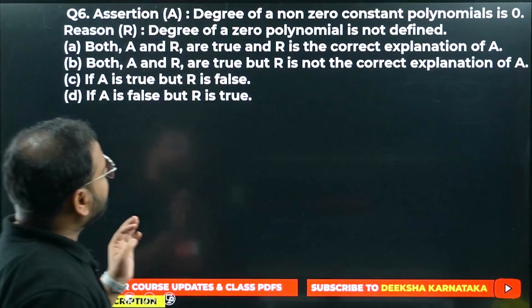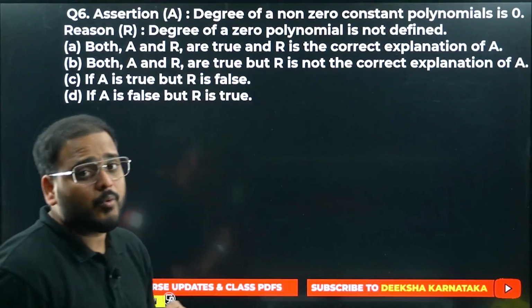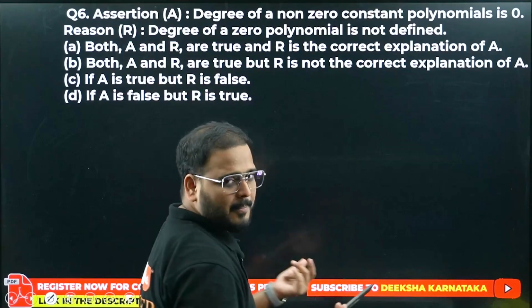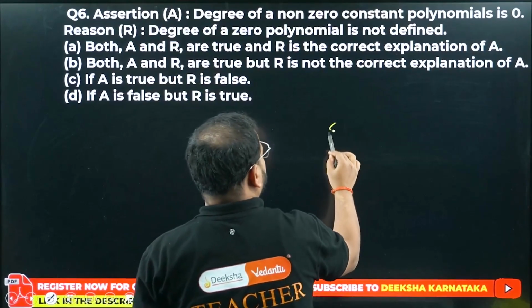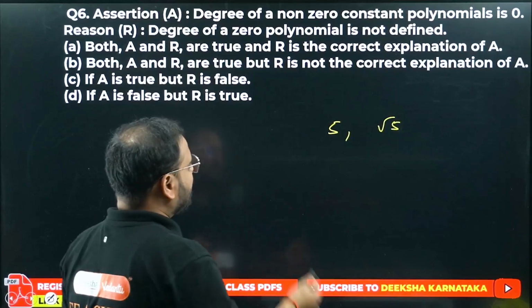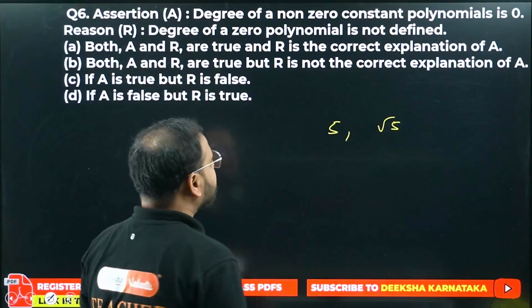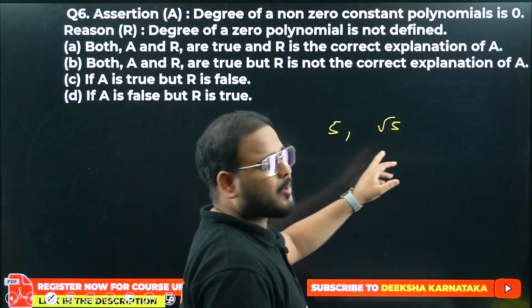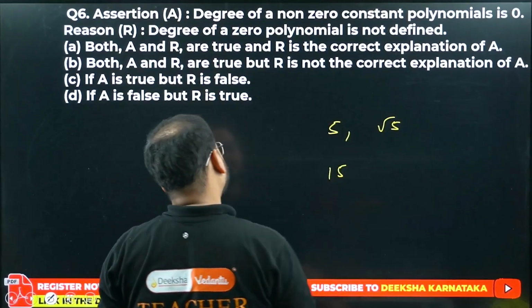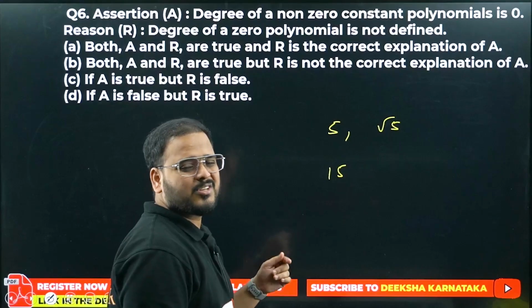Assertion: degree of a non-zero constant polynomial is 0. Non-zero constant polynomial. Sir, it can be 5, root 5, anything. These are all constant polynomials. Sir, irrational number? Yes, no problem. Root 5, or let's say 15, any number. What's the degree? 0. Sir, how come? You don't remember? Please see this.